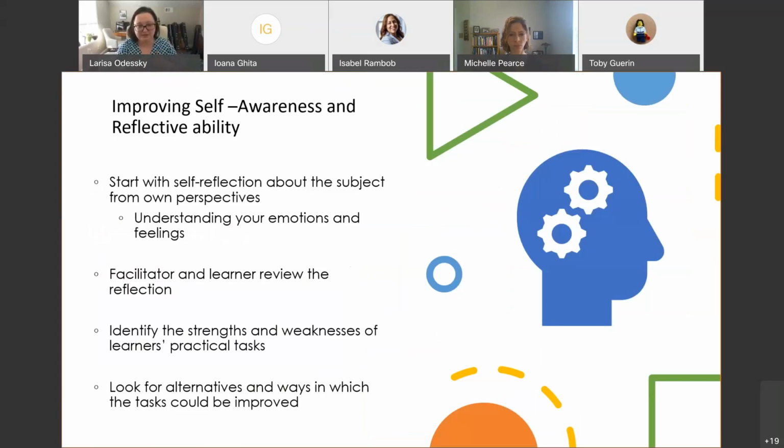And we as a facilitator and the learner review the reflection together. So it's not just a paper they reflect on and give to me, and then they don't hear anything from me. It's actual dialogue. In my MHS farm class, we actually have a dialogue journal where they say something and then I always reply and we have that conversation. We identify their strengths and weaknesses, and we look for alternative ways that can be improved.